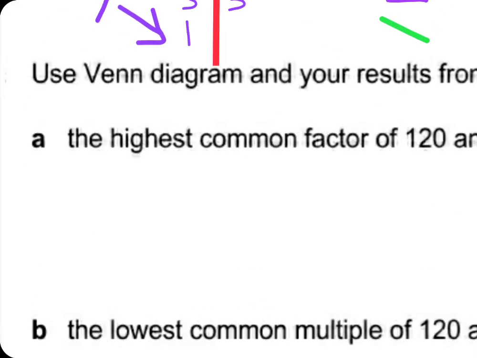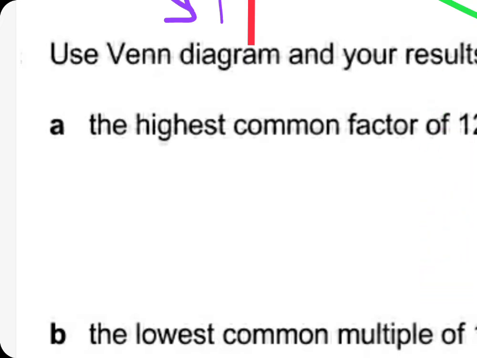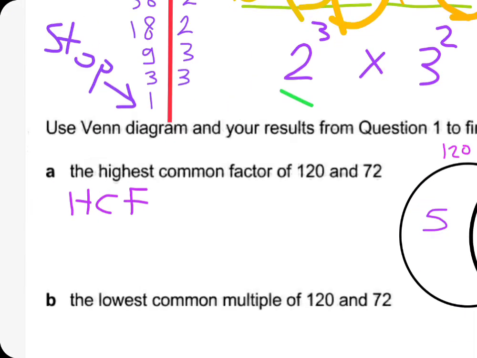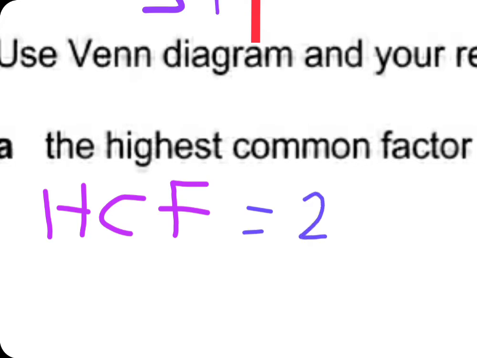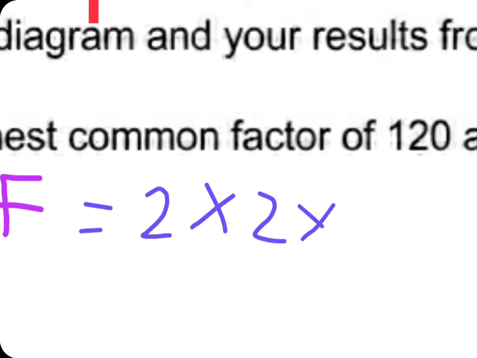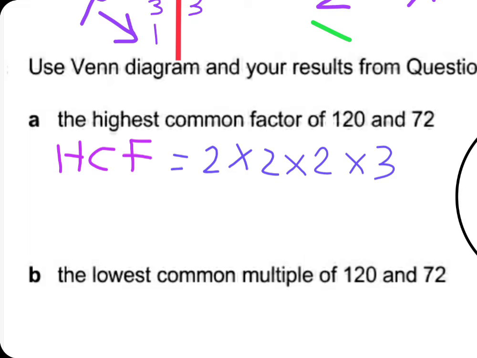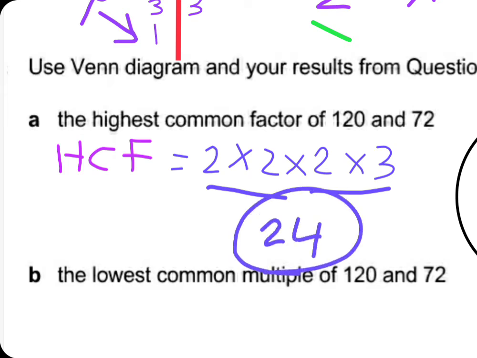Now, the rule says that the HCF between the numbers, you take the ones in the middle and multiply them by each other. So we have 3 2s and 1 3. Let's write them next to each other. So equals 2 times 2 times 2 times 3. Very good. And the answer will be what? Very good. It's 6 times 4. So it's 24. So the HCF is 24.